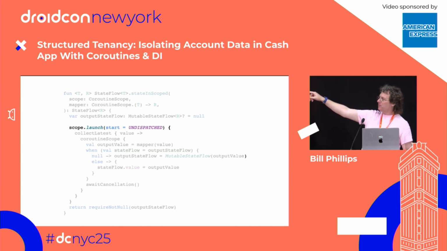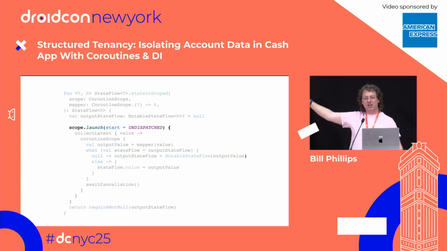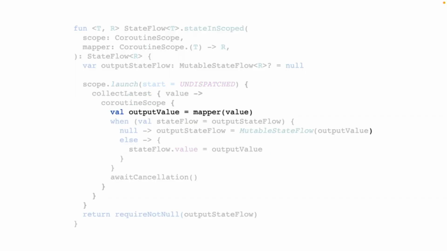Focus on this scope.launch here. Since it's undispatched, we should proceed directly through it without suspending. And we should hopefully then continue on through these following lines to construct our initial output value, which we then plug into a mutable state flow assigned to that variable, and that should then be non-null when we exit this. So we've created a state flow and started running a coroutine to populate it with new values without dispatching. The problem is that this doesn't work.